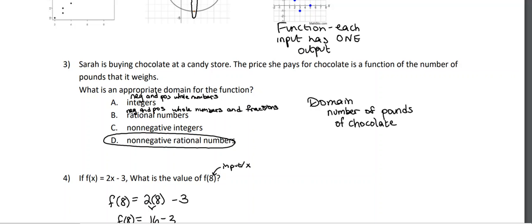You could be ordering 3.75 pounds of chocolate, or you could be getting 2.89 pounds of chocolate. So we want to include rational numbers and obviously non-negative because we're not going to buy a negative number of pounds of chocolate. So it was choice D.